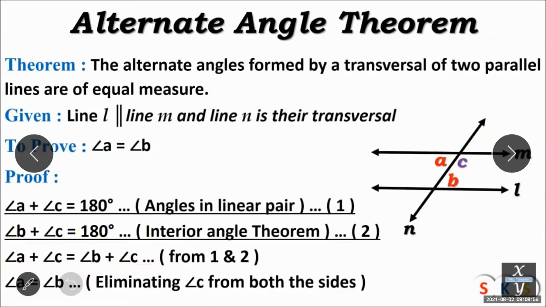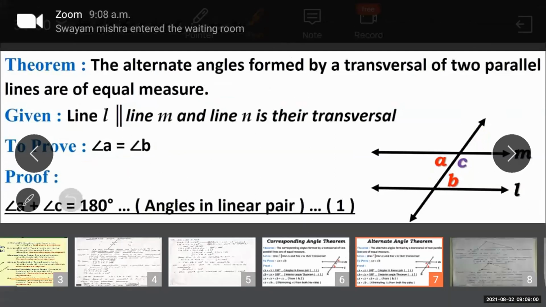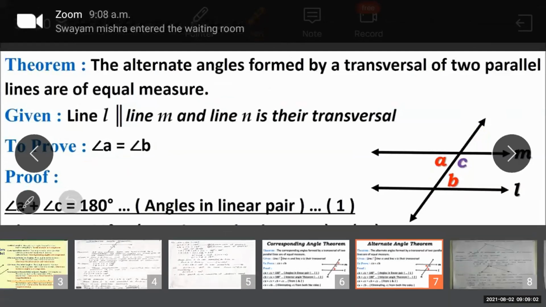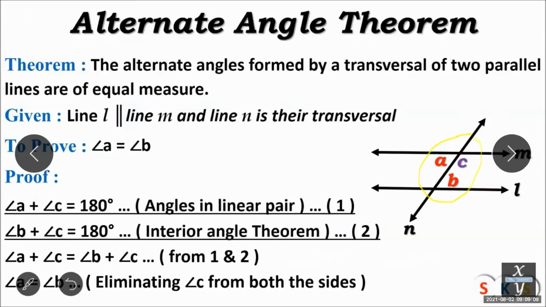Okay. Now just here is a change, that you have to mention the angle like that in the diagram. That is the change in the diagram. Now see the statement for this. The alternate angles formed by a transversal of two parallel lines are of equal measure. That is the statement for this theorem.